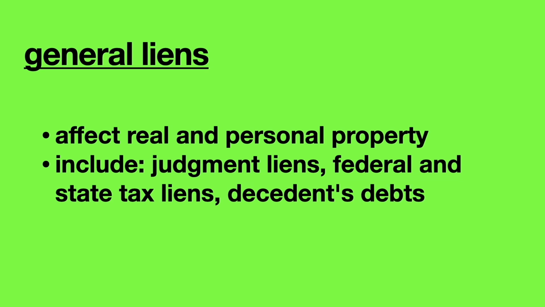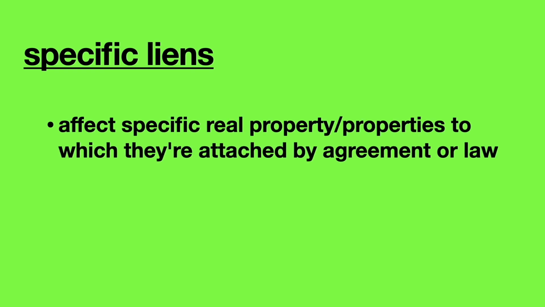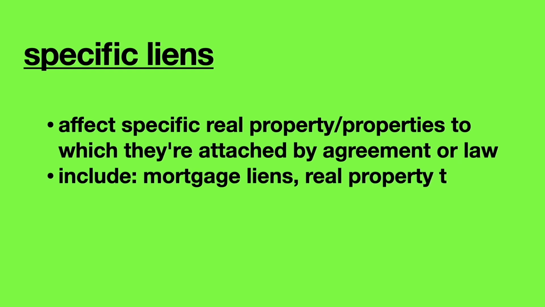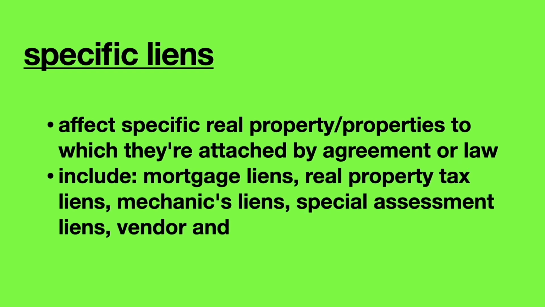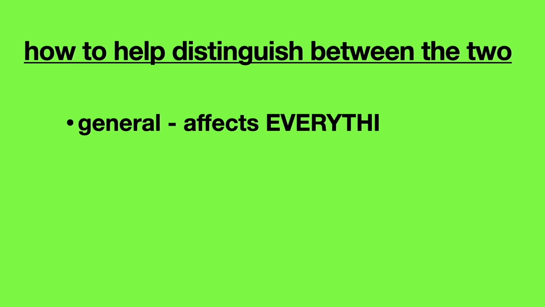General liens affect real and personal property and include judgment liens, federal and state tax liens, and decedents' debts. Specific liens affect the specific real property to which they're attached by agreement of law. These include mortgage liens, real property tax liens, mechanics liens, special assessment liens, vendor and vendee liens, and HOA liens. A general lien affects everything in general, is how I like to remember it.